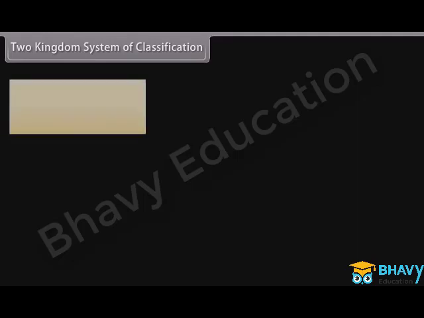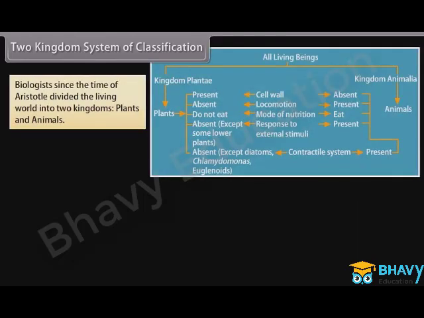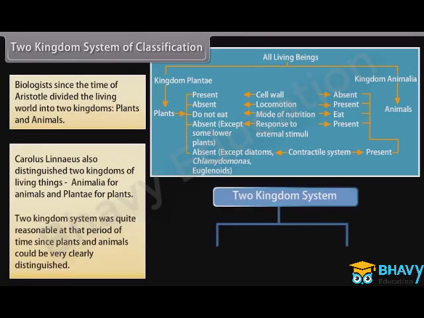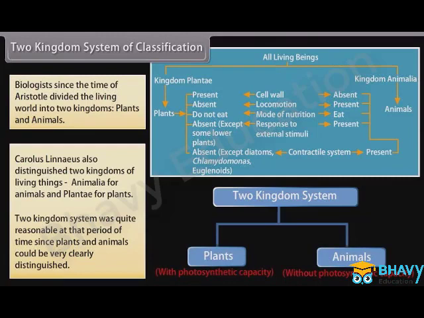Two-kingdom system of classification. Biologists since the time of Aristotle divided the living world into two kingdoms, plants and animals. Carolus Linnaeus also distinguished two kingdoms of living things, Animalia for animals and Plantae for plants. The two-kingdom system was quite reasonable at that period of time since plants and animals could be very clearly distinguished.